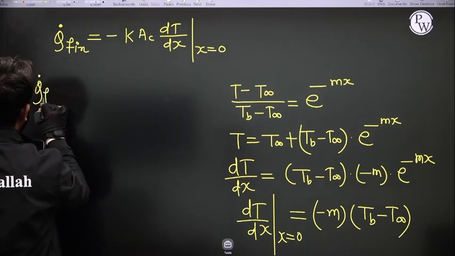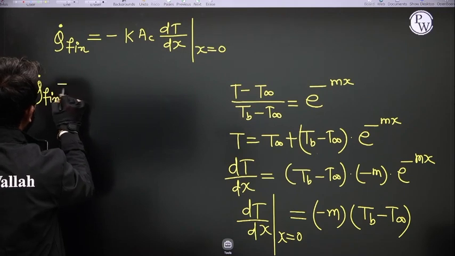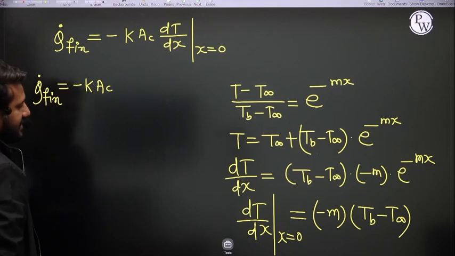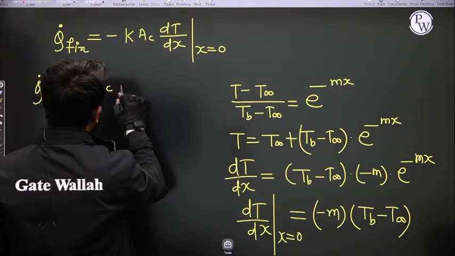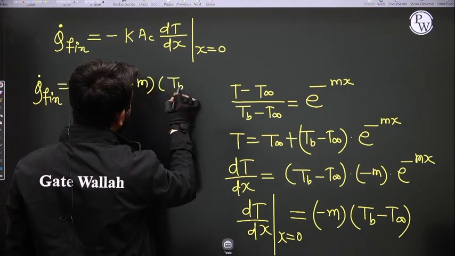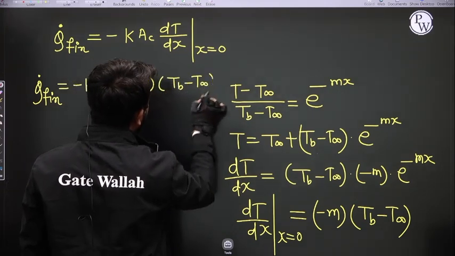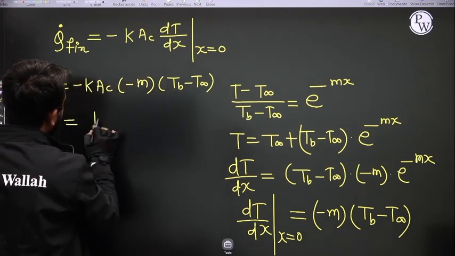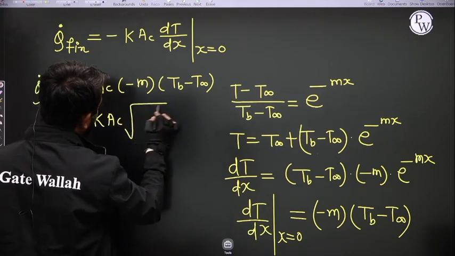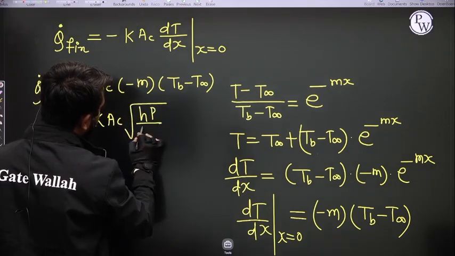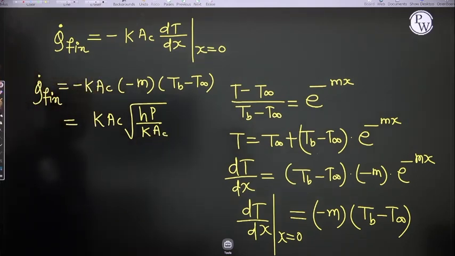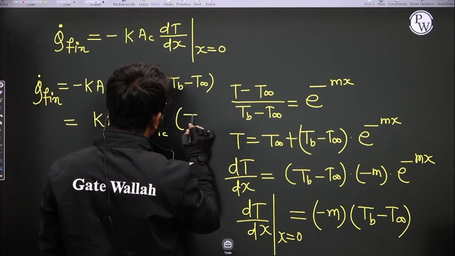Now see, Q dot fin, the rate of heat transfer through the fin, is equal to minus k Ac times minus m (Tb minus T infinity), which is equal to k Ac times m, and that m is root over hP by k Ac, as I already told, into (Tb minus T infinity).